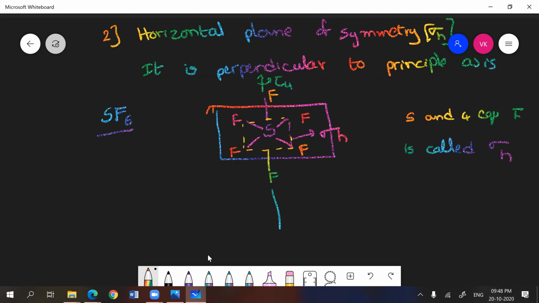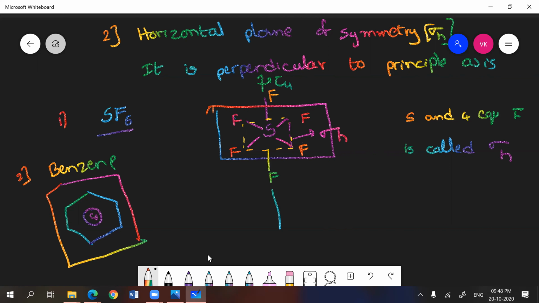Similarly, you can take one more example, benzene, where benzene has a C6 axis. This is the C6 axis, which is perpendicular to this plane. Exactly, you see this plane is perpendicular to the C6 axis. So here it is a horizontal plane. Like that, any molecules which have a planar structure or have equatorial ligands tend to have this type of symmetry.